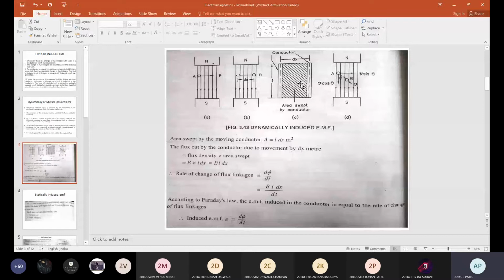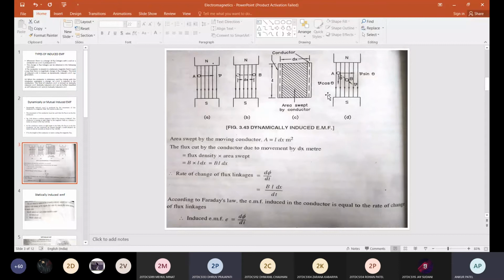This peripheral velocity is resolved into two components, v sin theta and v cos theta. Is it visible? Yes, sir. So can anyone tell me which component is perpendicular to the magnetic field? V sin theta.